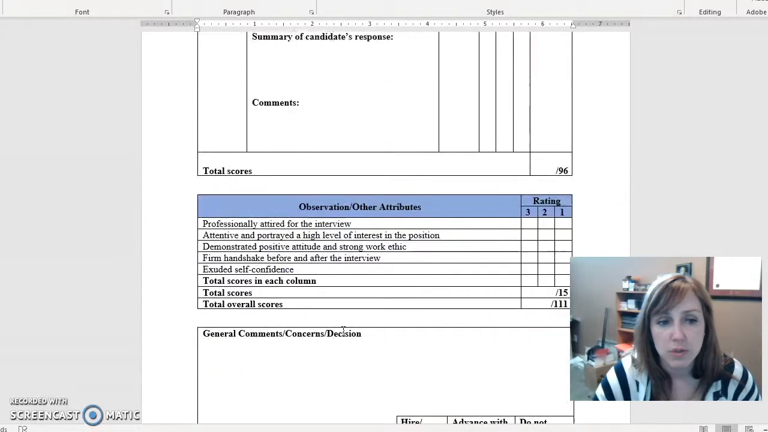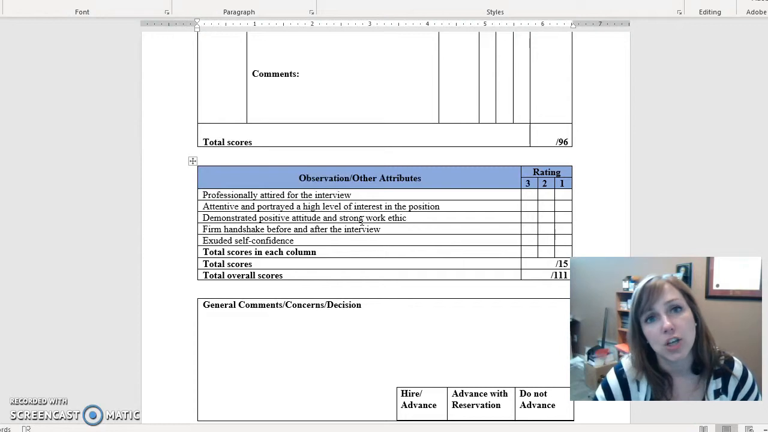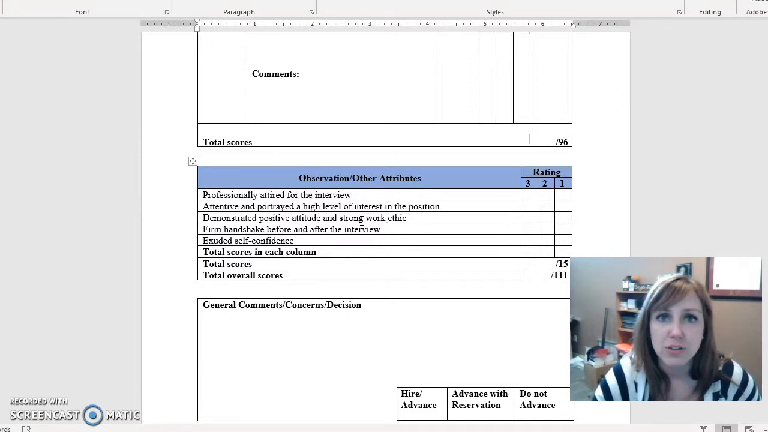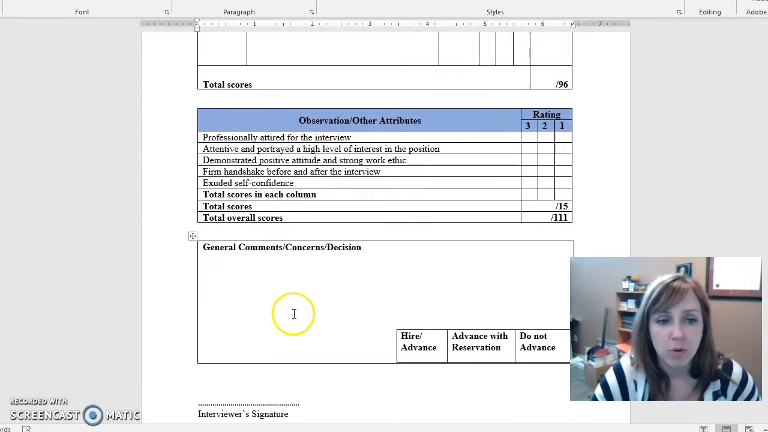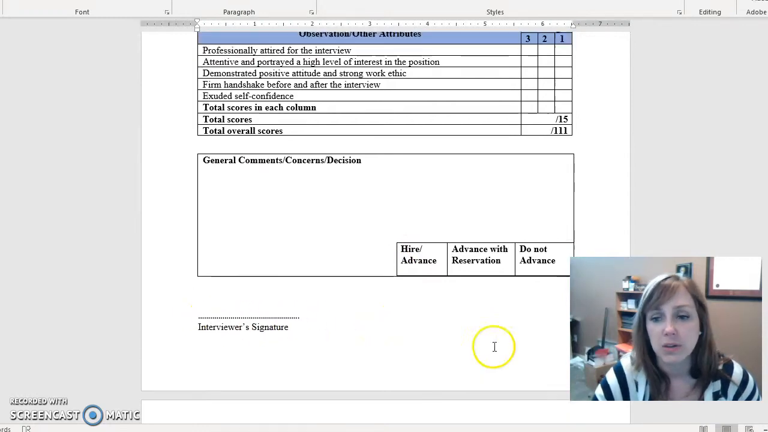And then as you get towards the bottom, you have a total score area, and I've asked you to also include other attributes, things you might be looking for: professional attire, a handshake when they come in, use of portfolio, they were punctual, that kind of thing, the softer skills that aren't asked in direct questioning. Then overall comments, and the signature of the person who completed the interview.